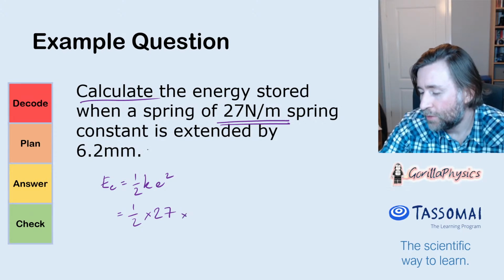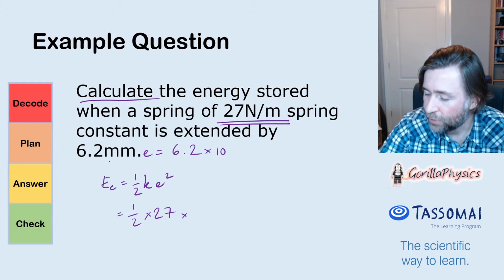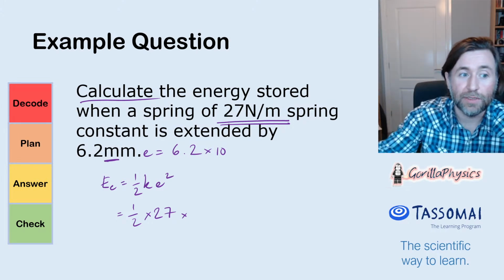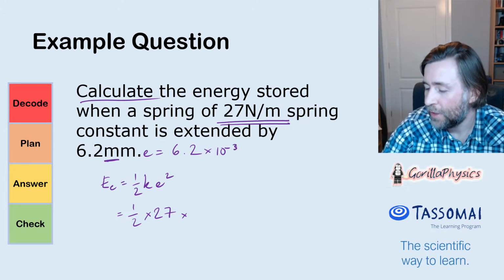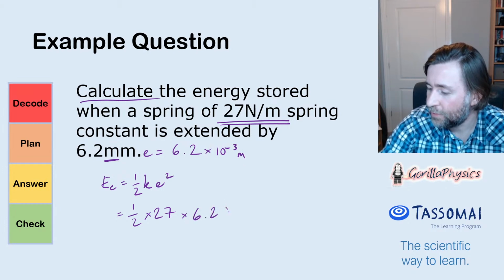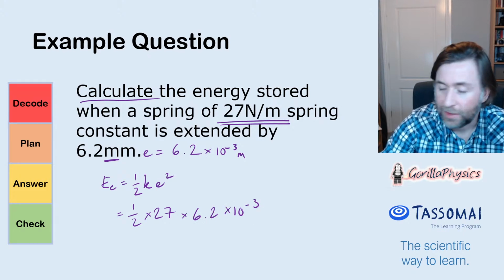And 6.2 millimeters though is not quite right. Now here's where I suggest you use a multiplier, right? So 6.2 millimeters, and the milli means thousandth, which is times 10 to the minus 3. So 6.2 times 10 to the minus 3 meters. Okay, that is our extension.